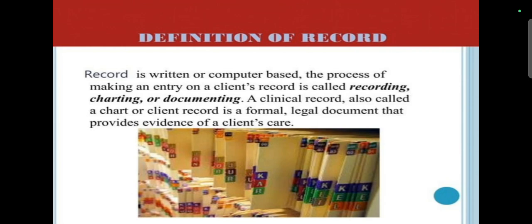So that is the accumulation of total information made by the team members. All the team members are aware of what treatment is going on and what the next treatment planned is.